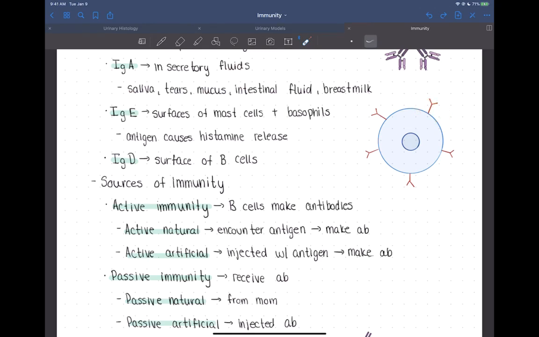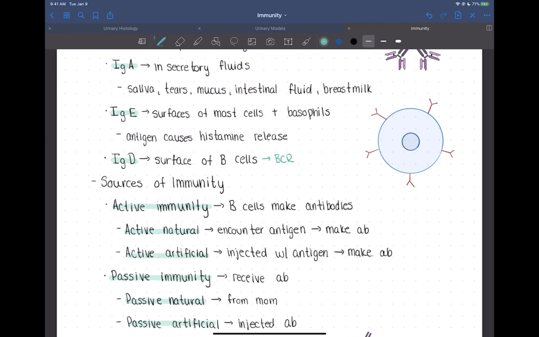Okay, so IgEs are found on mast cells and basophils. When they encounter an antigen, they're going to cause those cells to release histamine. Okay, that's our IgEs. And then IgDs are going to be on the surface of B cells. So remember we said those are the B cell receptors.